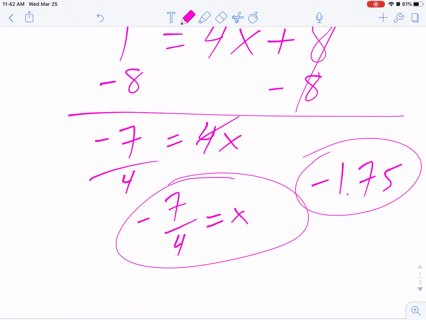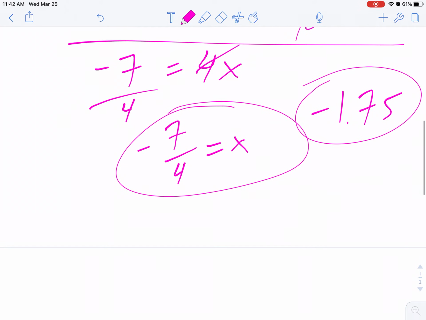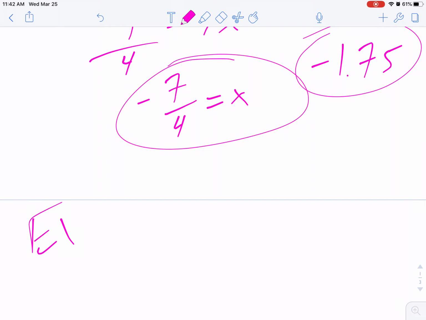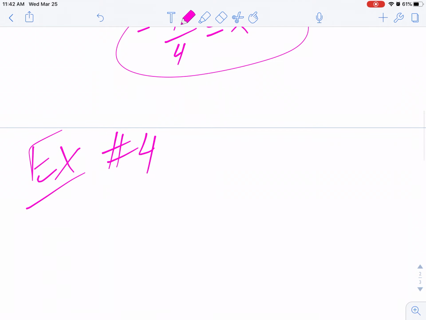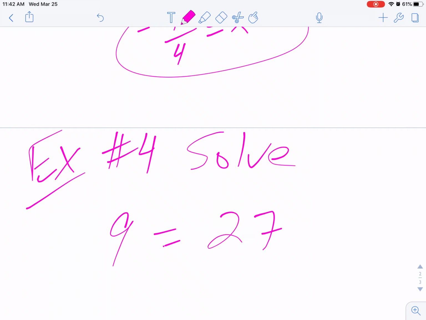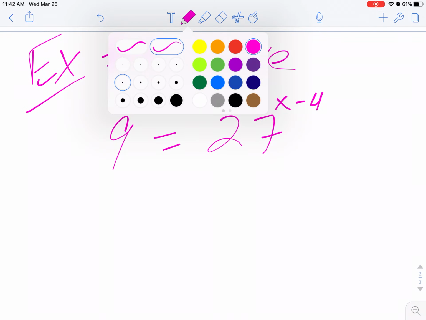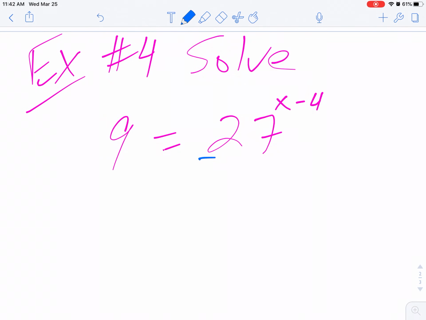Okay, so I'll give you one more like that, before we get to the more complicated ones. So if I asked you to solve this one, let's go with 9 equals 27 to the x minus 4. So again, the bases are not the same. We have a 27 and we have a 9.